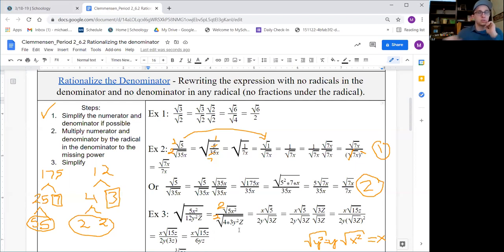So you got lost halfway. So did you understand up to here? Did you understand how we got to this part right here? Did you understand why we multiplied top and bottom by the square root of 3z?